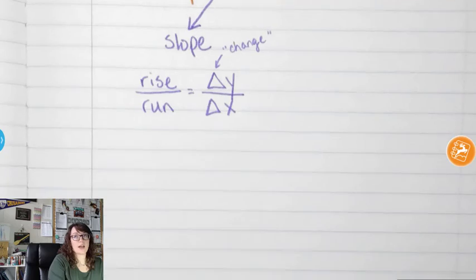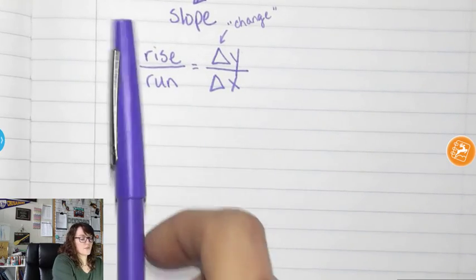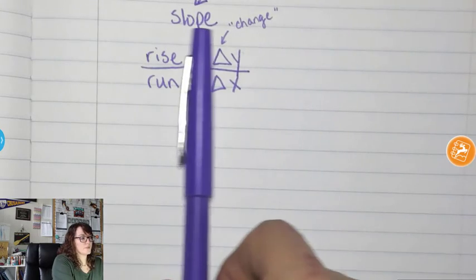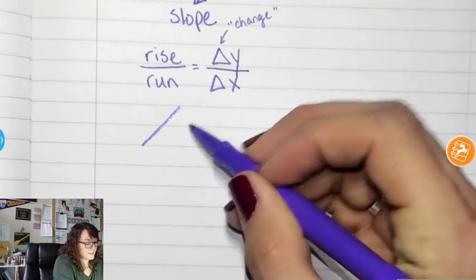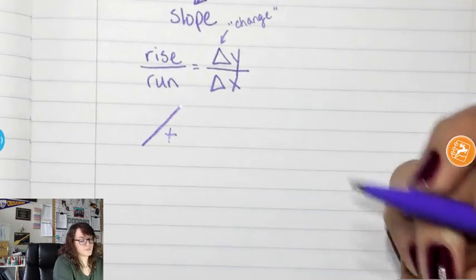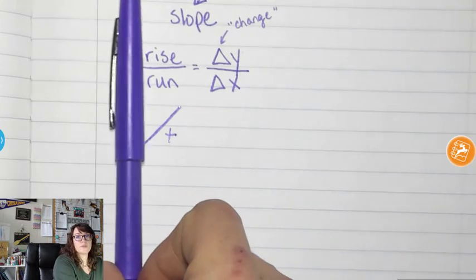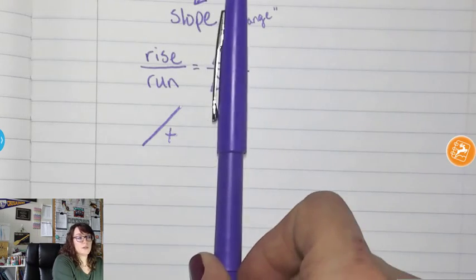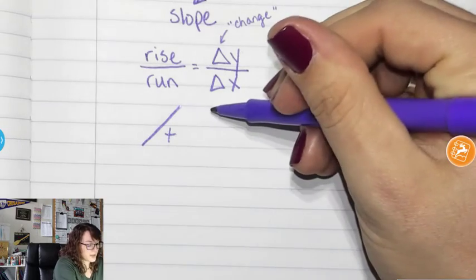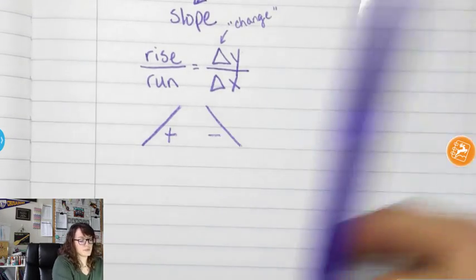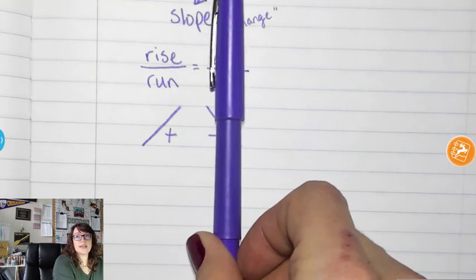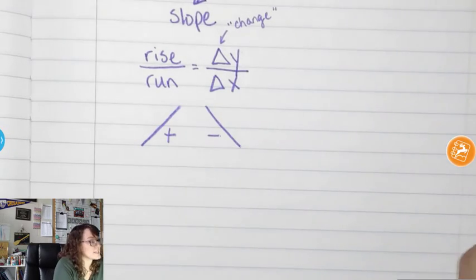I call it the pencil test almost. So if you put your pencil on the paper and you move it from left to right, if the line is going up, that's a positive slope. If you're moving your pencil from left to right and it goes up, that's positive. If it's going down, that's negative. So that line is going down from left to right. So it is a negative slope.